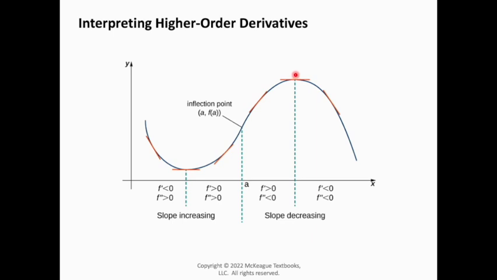Looking at the second derivative, our cutoff point for where it's going to be positive or negative is going to be the inflection point. On this interval from here to here, it's positive because it's concave up. And then on this interval from here to here, it's concave down, so the second derivative is going to be negative.